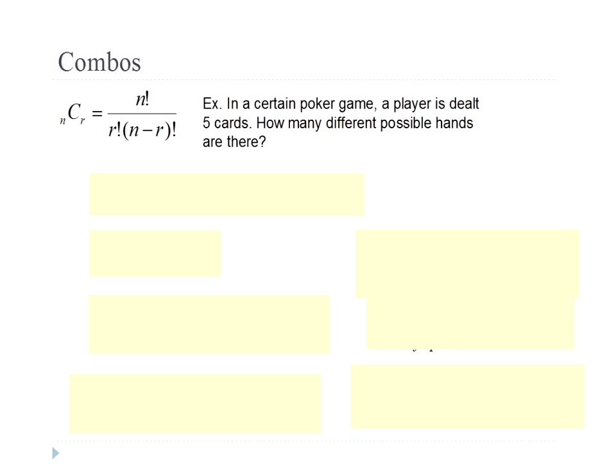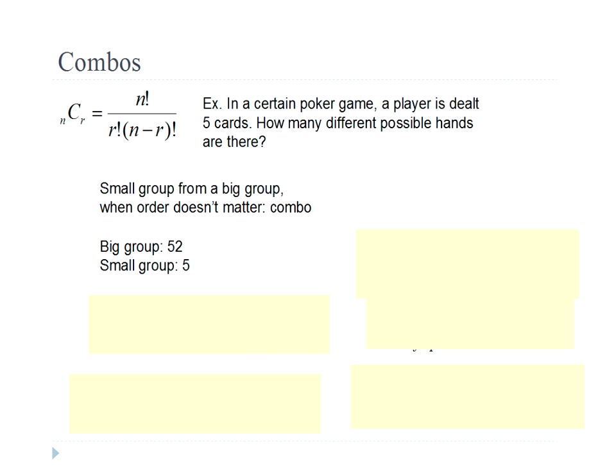In a certain poker game, a player is dealt 5 cards. How many different possible hands are there? I'm not talking about probability here. This is just finding the total number of outcomes. So I have a big group of 52. I have a small group of 5, and the order doesn't matter. So this is a combination. And so I have 52C5. And when I work this out, I get 2.6 million different hands.